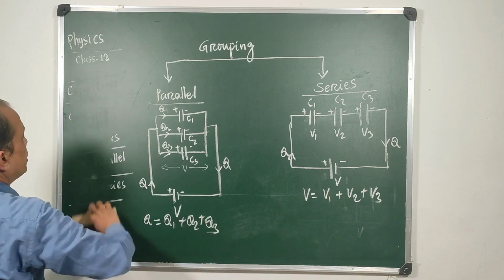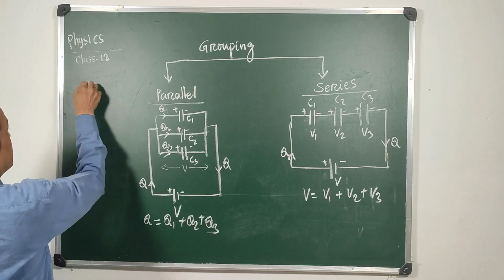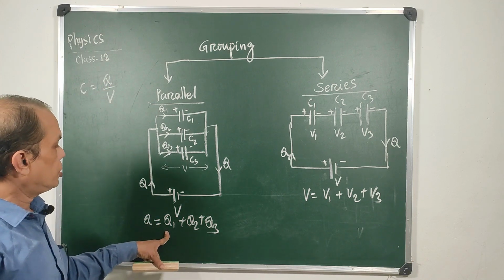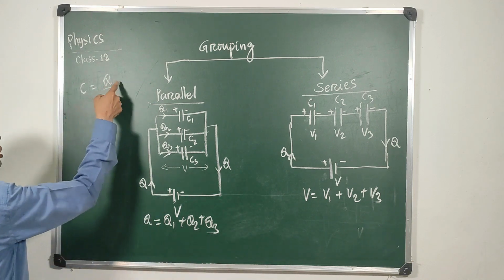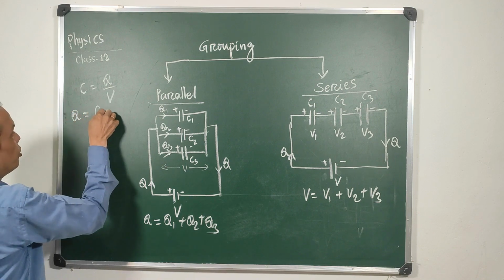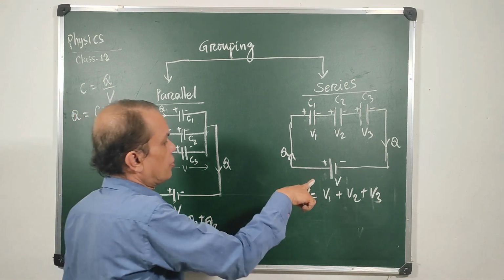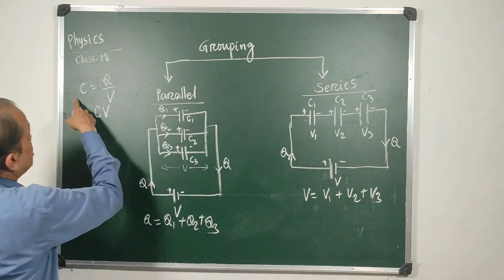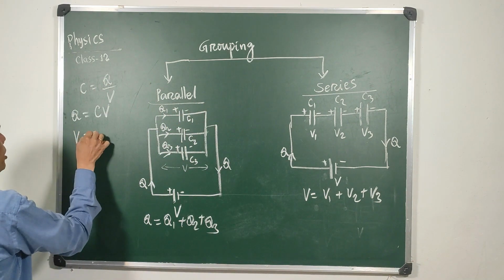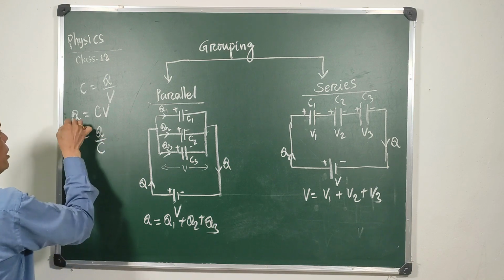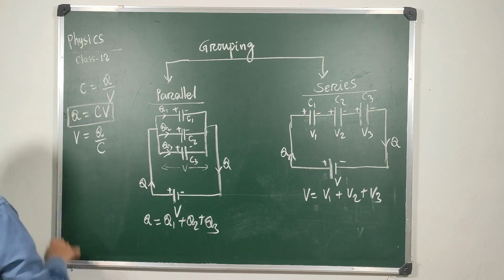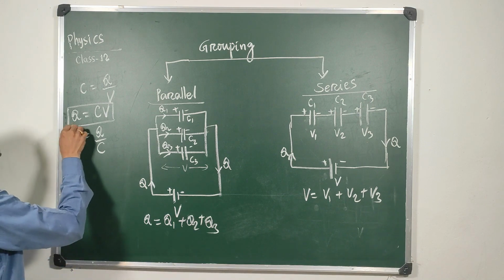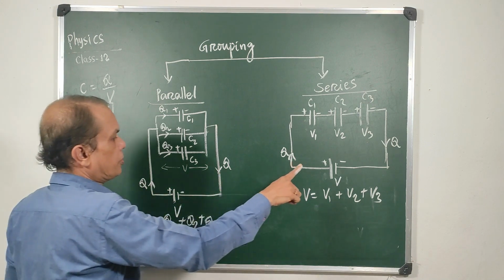So what are the relations? Already we know that for capacitance we have a formula, C is equal to Q by V. Since in this case the charge factor is being used, we can write Q is equal to CV, but here the voltage factor is used, so C is equal to Q by V can be made V is equal to Q by C. So in case of parallel combination we use the formula Q is equal to CV, and the other form V is equal to Q by C is used here.